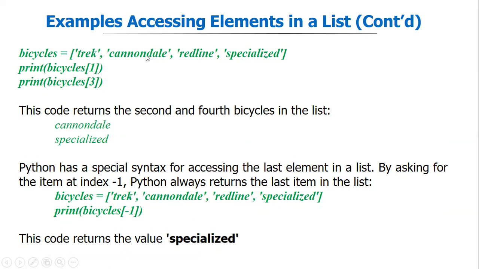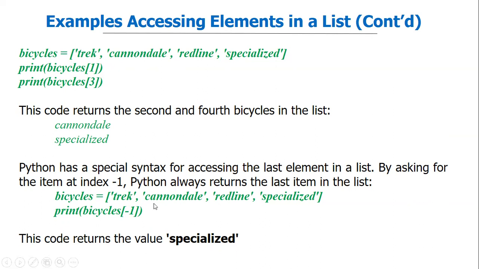So basically, if you are counting from 1, this is the second one, third, fourth. But if you go ahead and put 2 over here, Python is going to print this one because 0, 1, 2. If you go ahead and put the fourth value over here, this is 0, 1, 2, 3. We don't have the fourth value. But if you are counting from 1, 2, 3, 4, this is the fourth value. So always remember that the count actually starts from 0. Now, Python has a special syntax for accessing the last element in the list. By asking for the item at index -1, Python always returns the last item in the list.